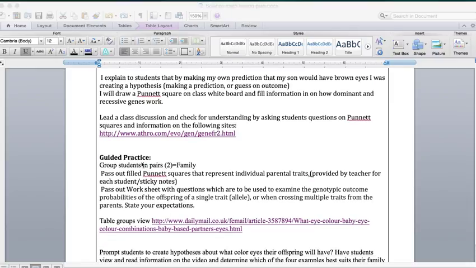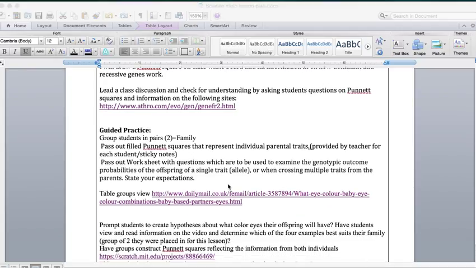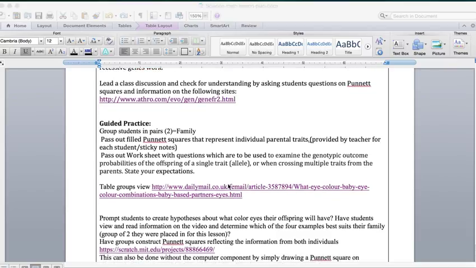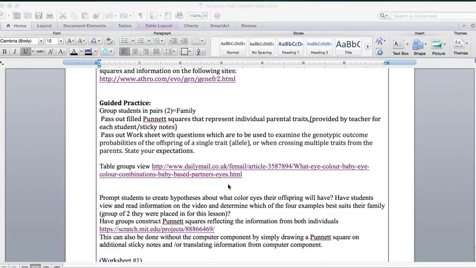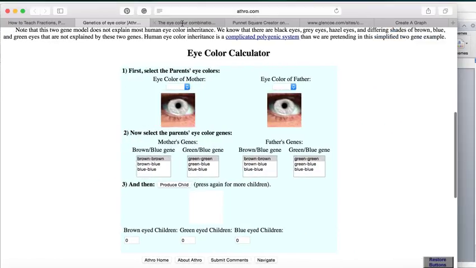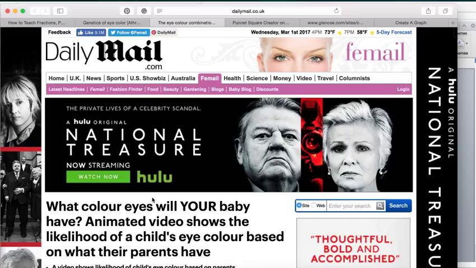So you can continue on with the guided practice in your groups of two, and pass out the filled Punnett squares, like I said. There's also a worksheet with questions where they're going to be able to examine the genotype outcome probabilities of this offspring with this single trait, and crossing multiple traits of each parent, and state their expectations of what they think their offspring is going to be. So after they've made their prediction, you can lead them to this site, or they can do this again on their own.